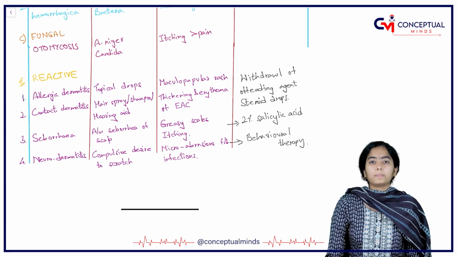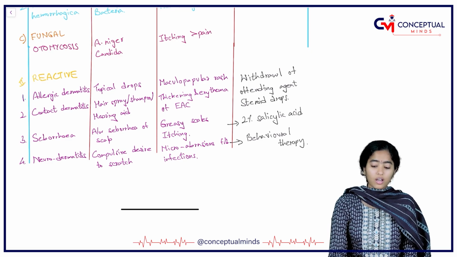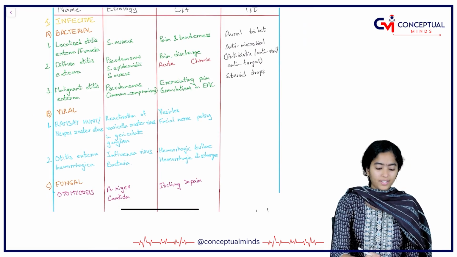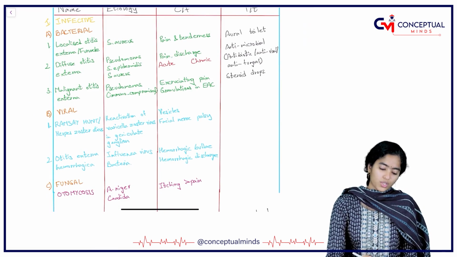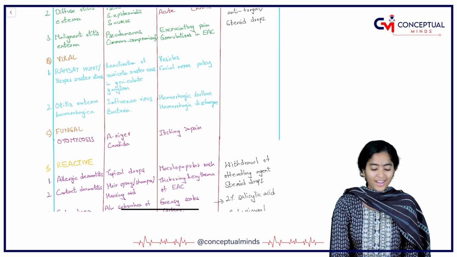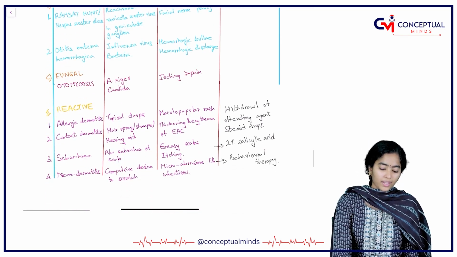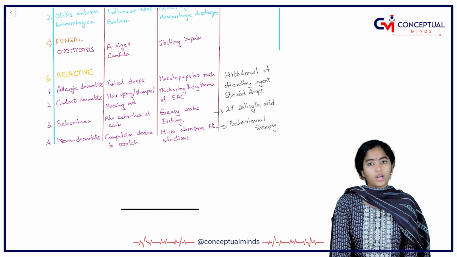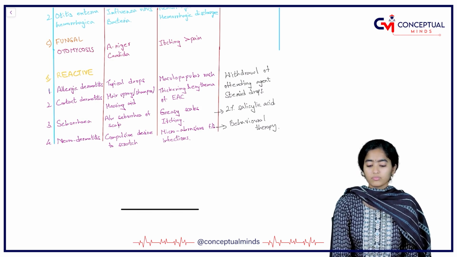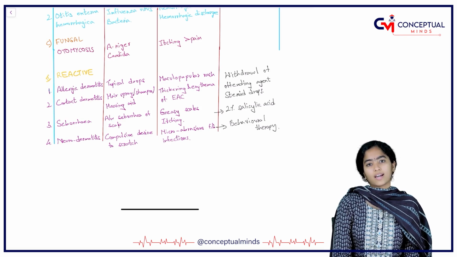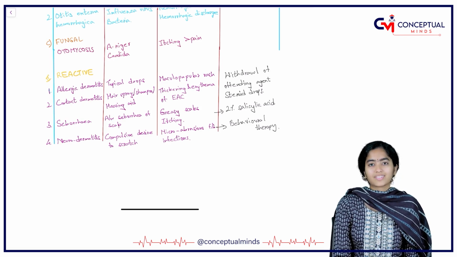With this, I complete the topic of otitis externa. I hope you remember everything and it is very clear. Infective, under that bacterial: localized otitis externa, diffuse otitis externa, malignant otitis externa. Under viral, we have two conditions, herpes zoster oticus and otitis externa hemorrhagica. And fungal is called otomycosis. In the reactive group, we have allergic dermatitis, contact dermatitis, seborrhea and neurodermatitis. You should be able to make this table on your own at the end of this class. And that concludes our topic of otitis externa. Thank you very much.